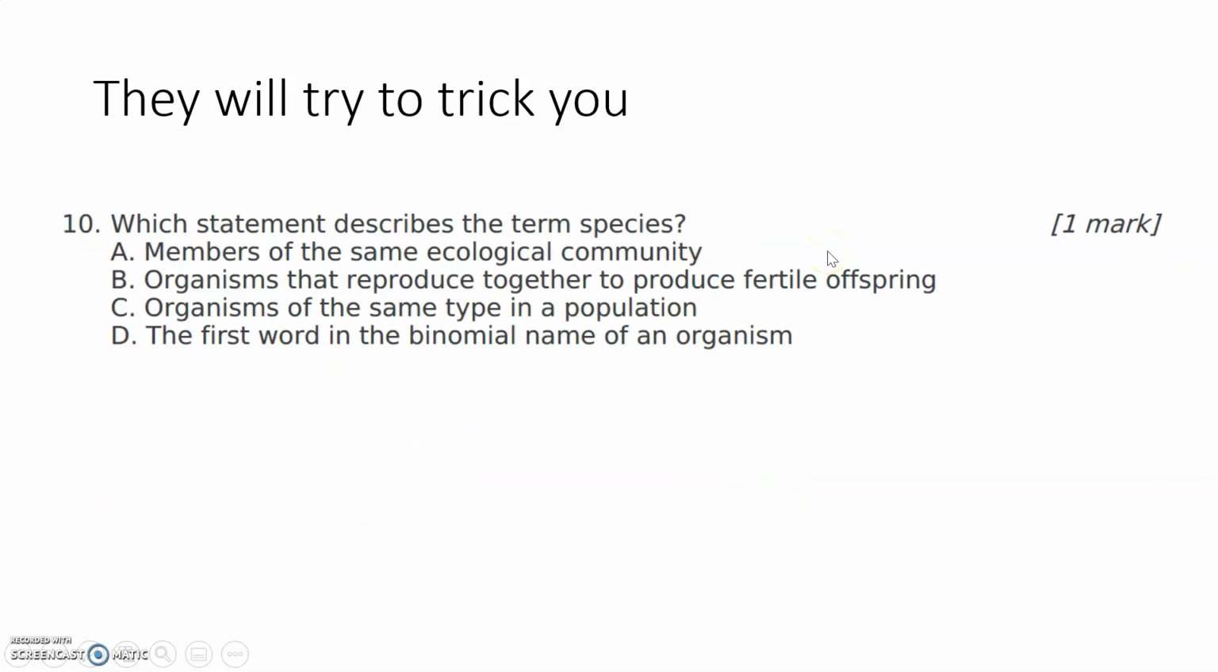And a second example of this: which statement describes the term species? So again, if you take a look, then answer C is not completely wrong. Organisms of the same type in a population, yeah, they would be the same species, right? But this is not the correct answer. There's one that's more correct than this one. So again, read them carefully and pick the one that is more correct than the others.